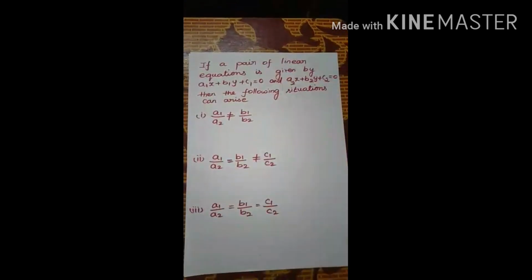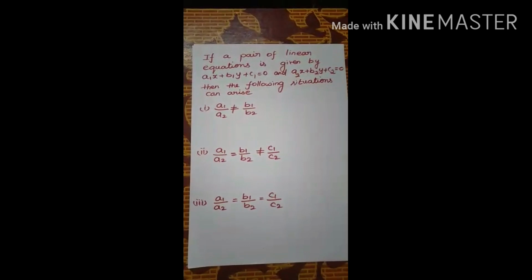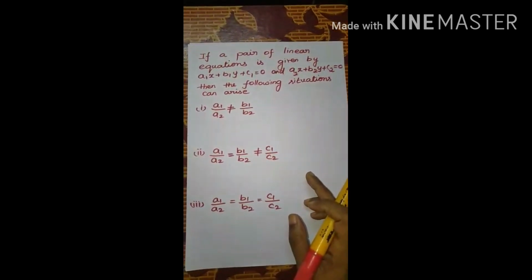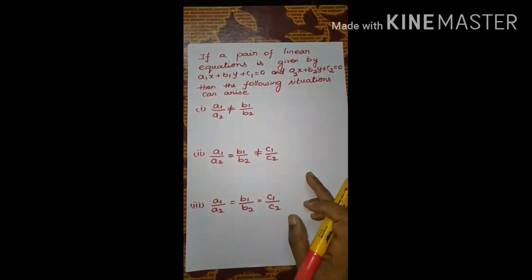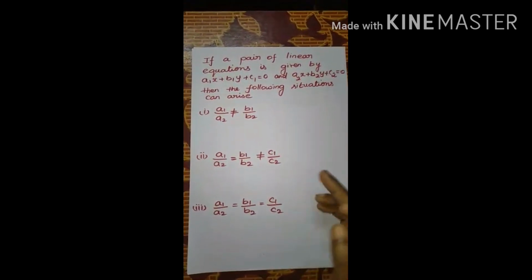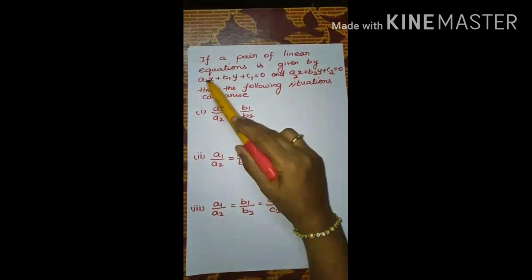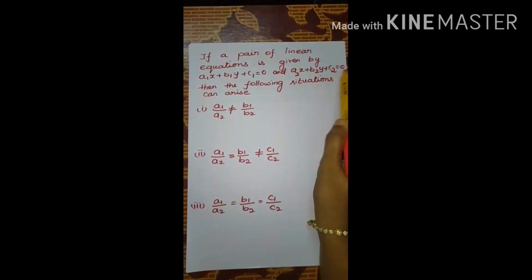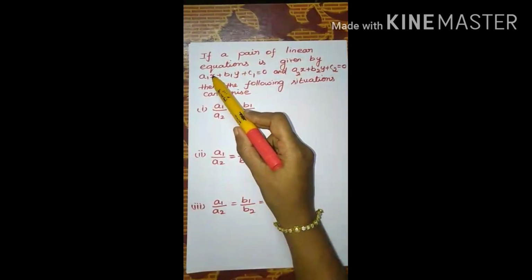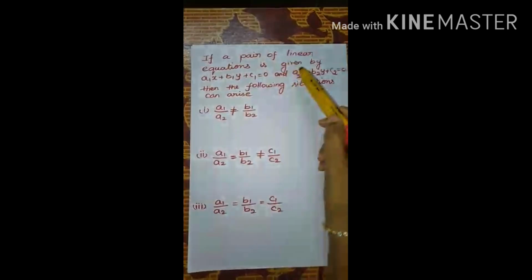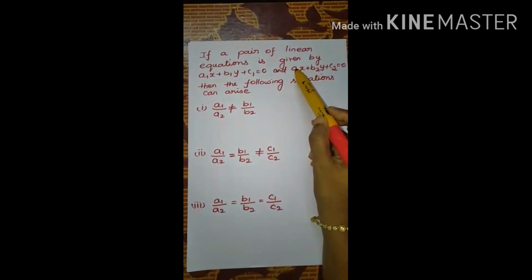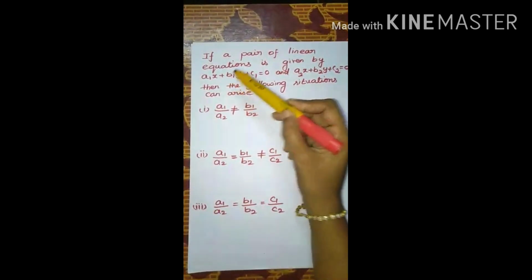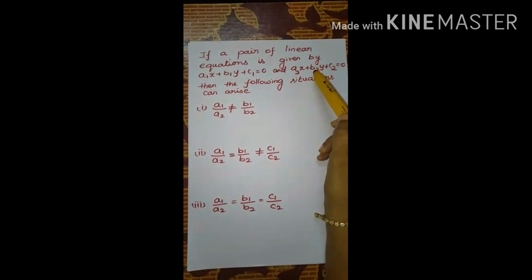The next one, if a pair of linear equations is given by a1x plus b1y plus c1 equal to 0 and a2x plus b2y plus c2 equal to 0, then the following situations can arise. We have to take the coefficient of x in the first equation, then the coefficient of x in the second equation, that is a1 by a2. Next, the coefficient of y in the first equation and the coefficient of y in the second equation.